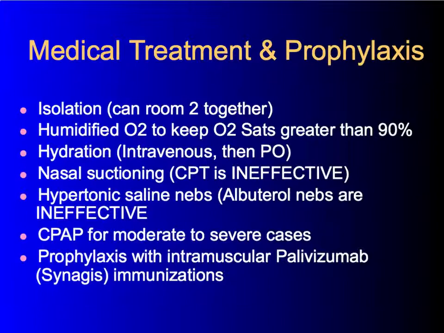Hypertonic saline nebs or saline nebs are generally used. Albuterol nebulizers are no longer used because they're ineffective and they just cause tachycardia. CPAP can be used for moderate to severe cases. Those children are usually in the intensive care unit. And prophylaxis is generally with intramuscular palivizumab or Synagis immunizations, which are monthly.